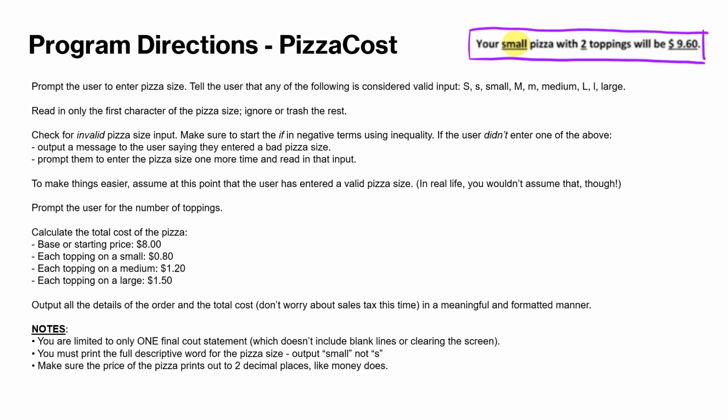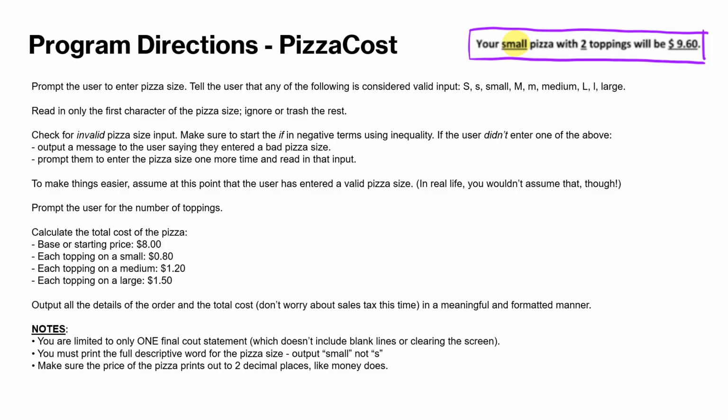We did go through the directions last class, but I'm going to read through them one more time since this is the video version. You're going to prompt the user to enter a pizza size. Tell the user that any of the following is considered valid input. A capital S, lowercase s, the word small, capital M, lowercase m, the word medium, capital L, lowercase l, or the word large. Read in only the first character of the pizza size. Ignore, or trash, the rest.